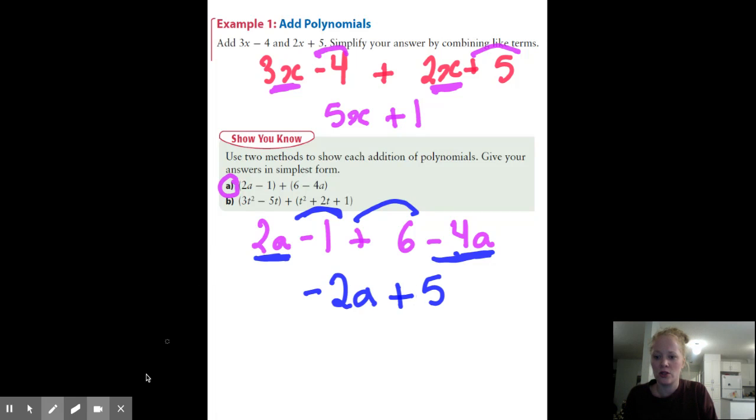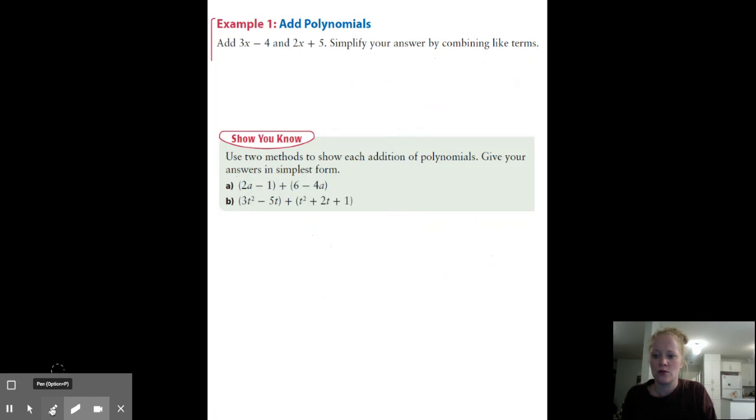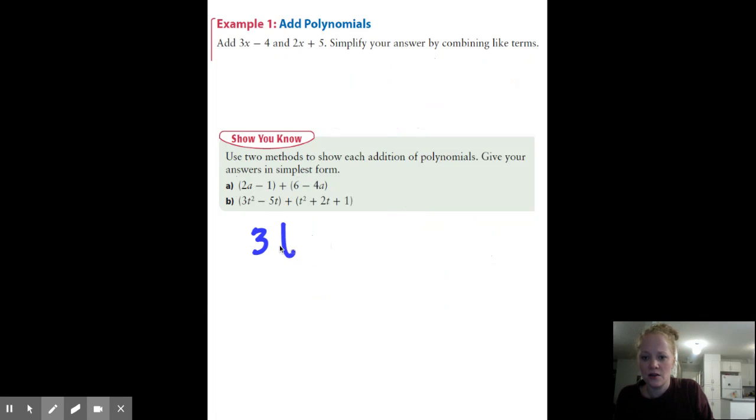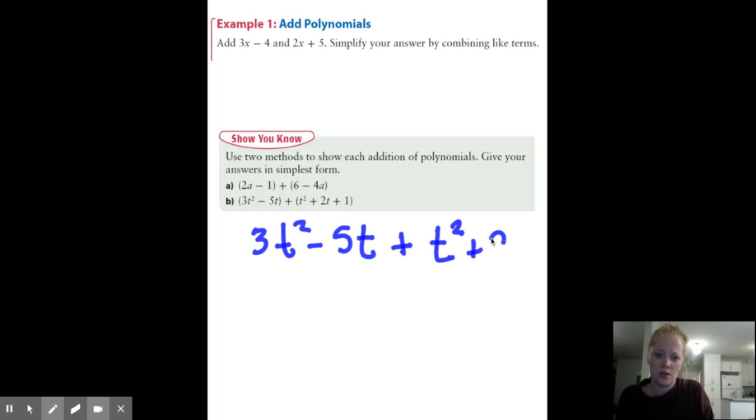Okay, now looking at b, I'm just going to erase this so we have a little more room. So 3t squared minus 5t. You'll notice in this example we actually have a binomial because it has two terms, and then our other expression is a trinomial. So 2t squared plus 2t plus 1. Almost ran out of room.